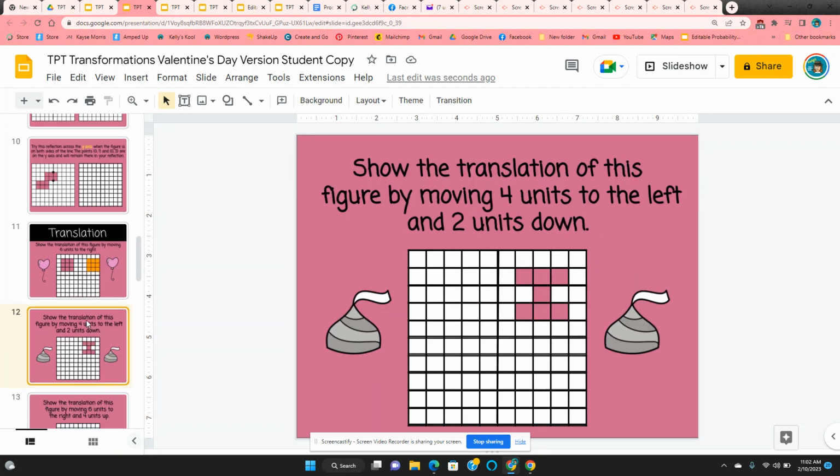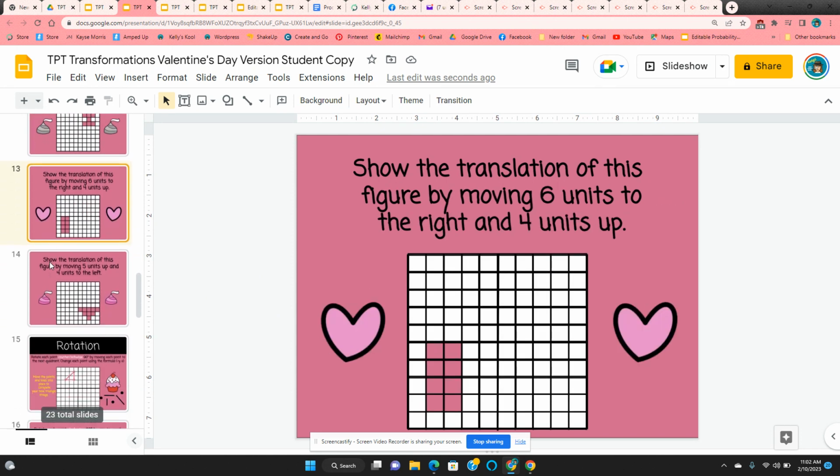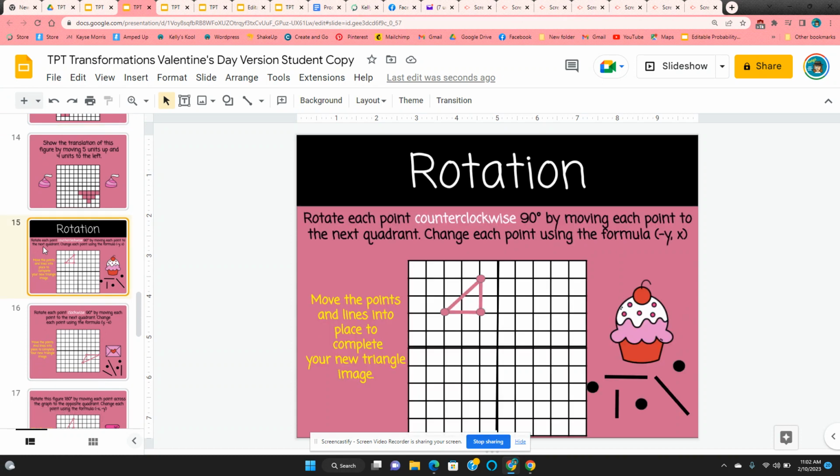They have another translation. This figure, they're going to move twice. They're going to move 4 units to the left and then 2 units down. And I have all of the completed slides on the teacher key. Another translation, a couple more. Then we move into rotation.